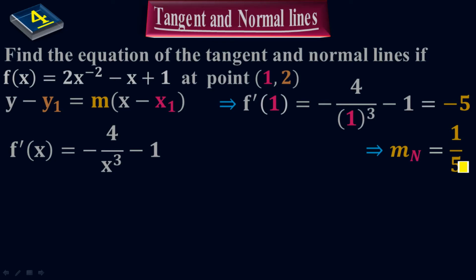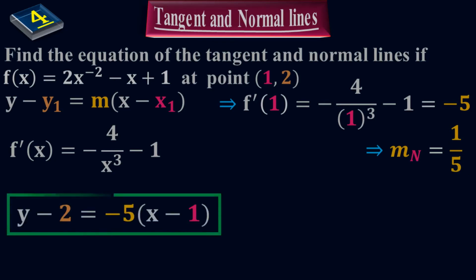Now to write their equations. This will be the equation of the tangent line. y sub 1 is 2 here, plug in 2. x sub 1 is 1 here, plug in 1. And m, which is the slope of the line, is negative 5. This is the slope of the tangent line. Plug in m equals negative 5. There I got the equation of the tangent line.